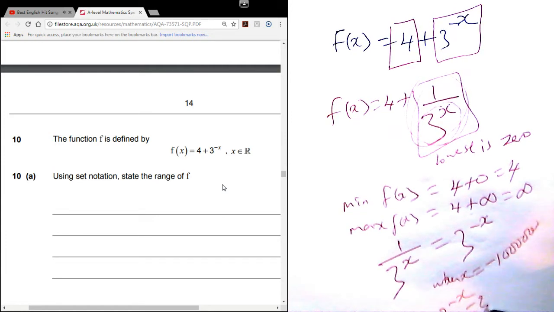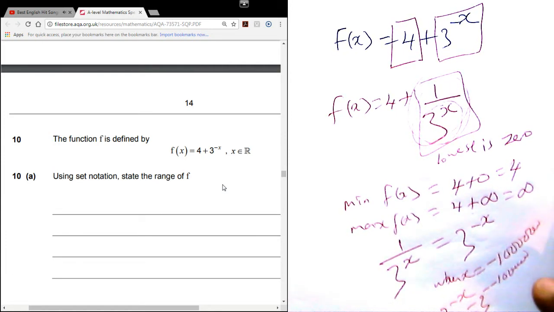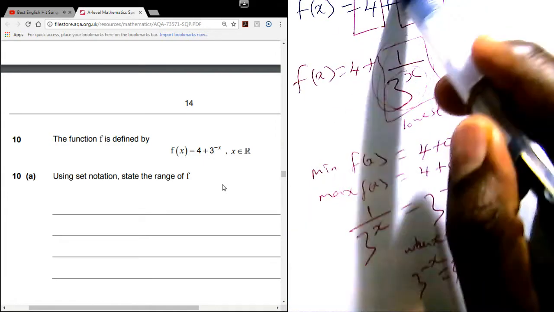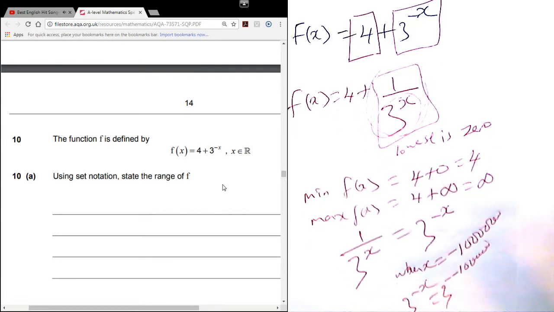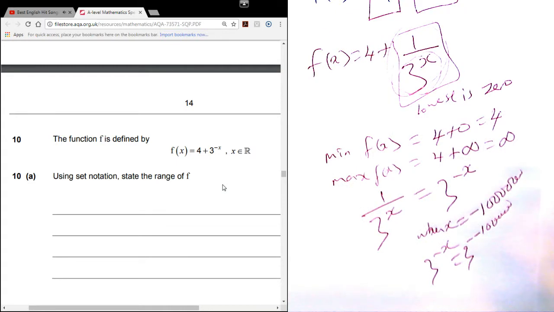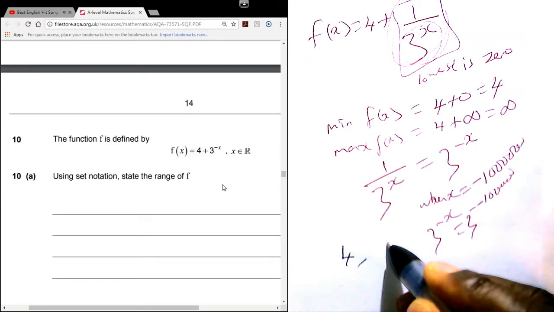That would be 3 to the negative 1 million, and that's 3 to the 1 million, which is a very big number. So the maximum the solution here would give you is infinity, and the minimum it would give you is 4. So how do we write this in set notation? Something has a minimum number of 4 and a maximum of infinity. You would usually just put 4 comma infinity.